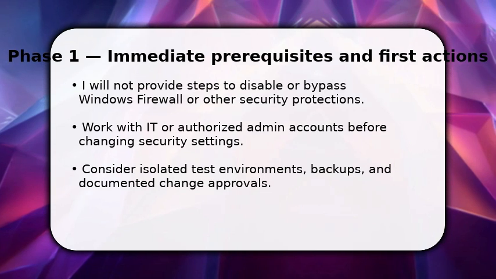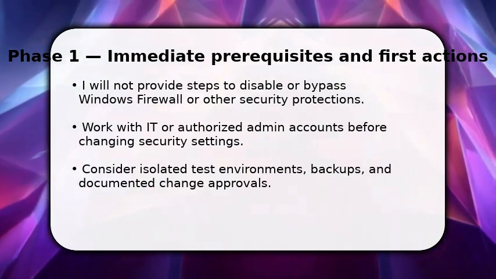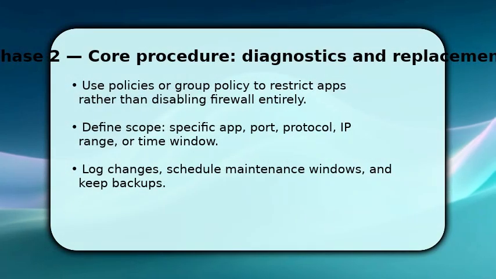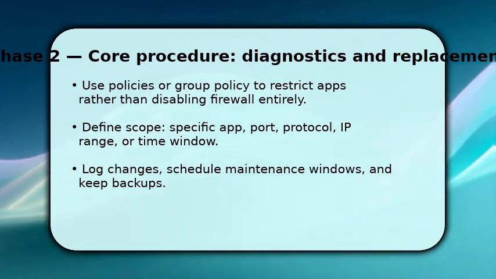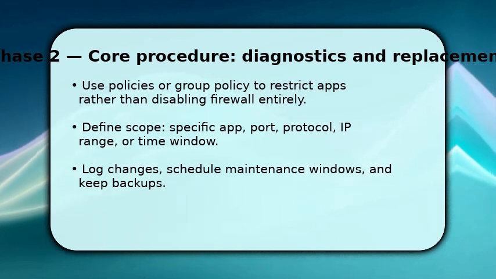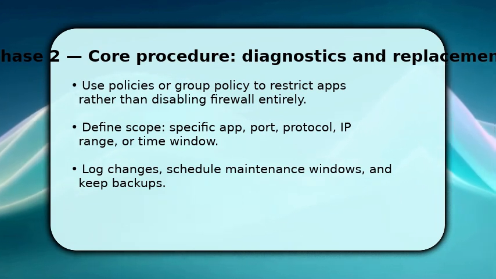It also gives you a controlled environment to validate results without exposing production machines to unnecessary risk. Rather than removing firewall protection, focus on targeted controls. Restrict a single app, close a port, or limit access by IP range. These reduce risk while achieving the goal. Make a change plan with rollback steps and a test checklist. Include who approves and who monitors.